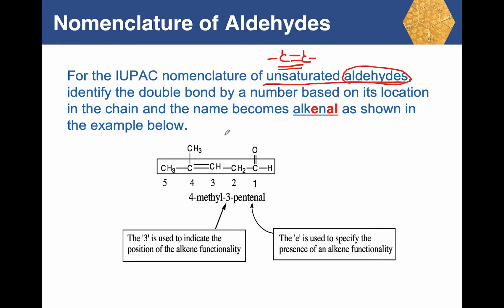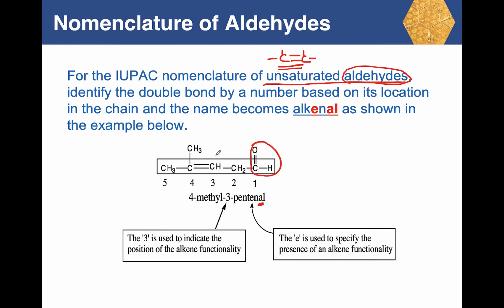So let's look at this example here. This molecule has an aldehyde right here, and it has a double bond right here. How do we name that? We start from the aldehyde. That takes priority over the double bond. So this is 1, 2, 3, 4, and 5. So it becomes a pentanal. We change the E of the pentane to Al. We know that. And that is for this carbon aldehyde right here.